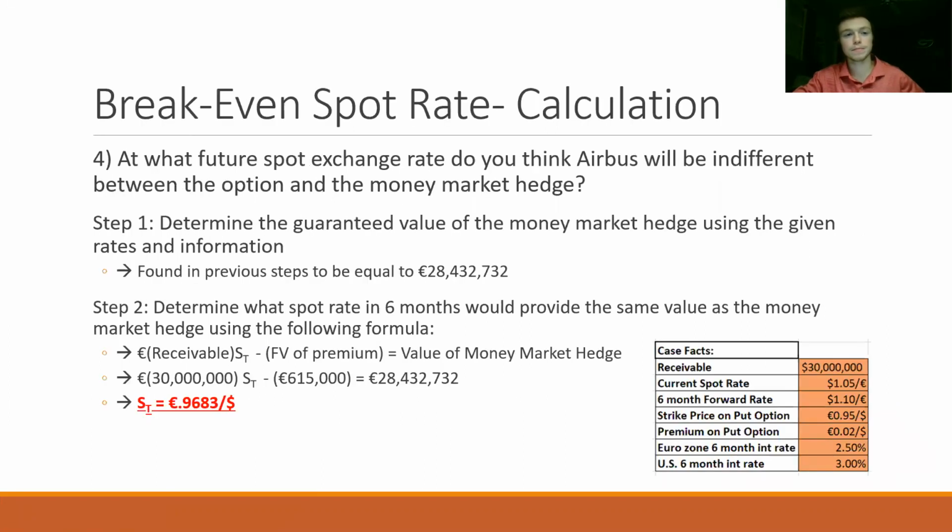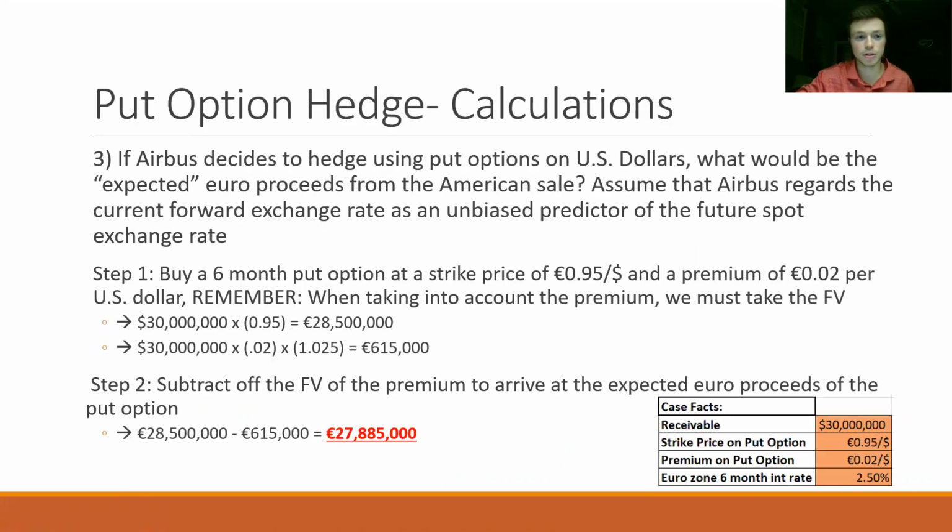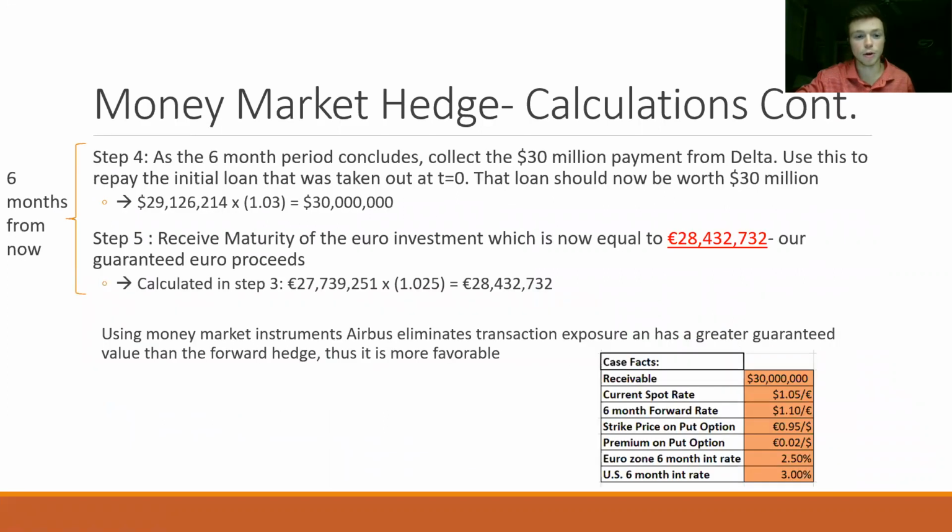The last question asks us at what future spot exchange rate do you think Airbus will be indifferent between the option and the money market hedge? So what we're doing here is just calculating a break-even spot rate. It may be easier to think about it that way. Step one is to determine the guaranteed value of the money market hedge using the rates and information that we have already been given. So luckily for us, that was actually calculated up here in question 3 when we were calculating the value of the money market hedge. It's just the 28 million right there.